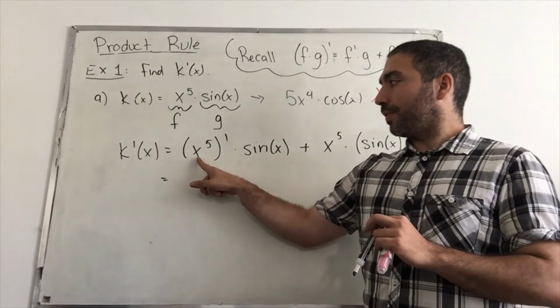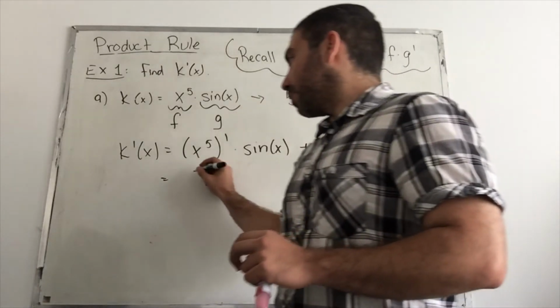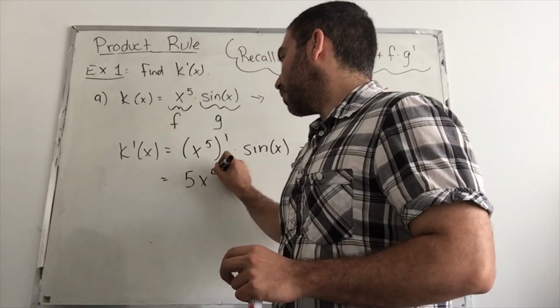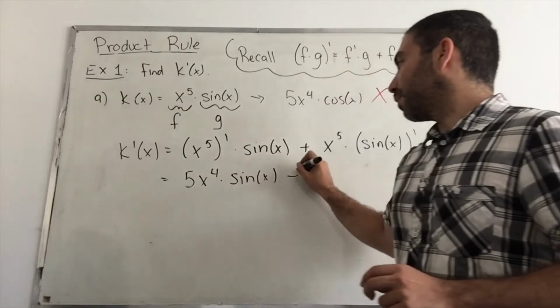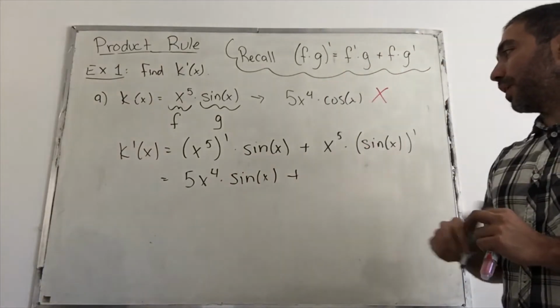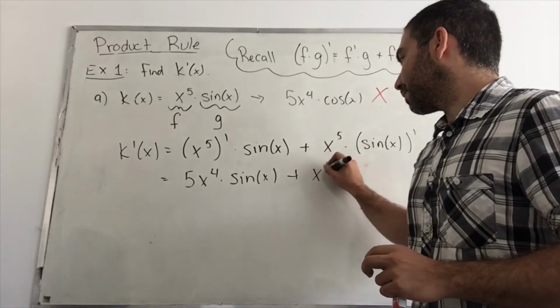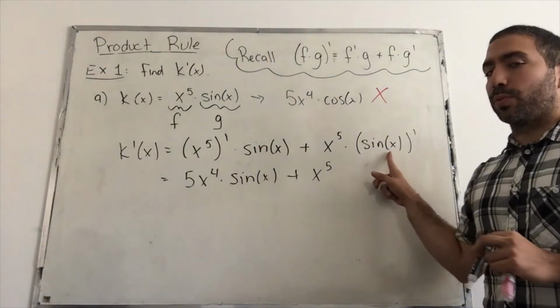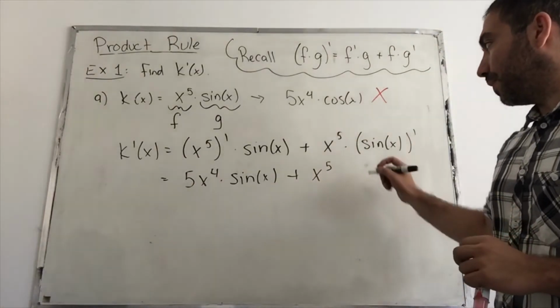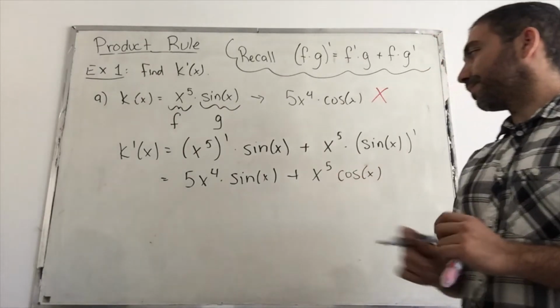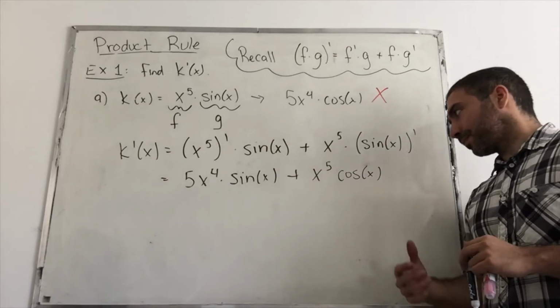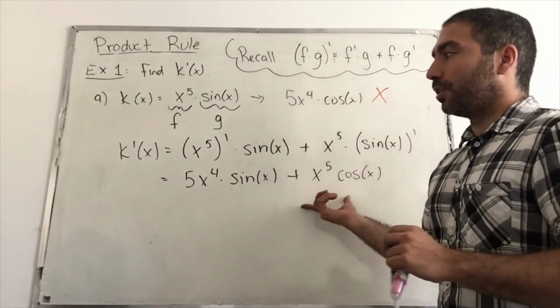So the derivative of x to the 5 using the power rule is 5x to the 4 times our sine of x, which we leave, we don't touch, plus here we're going to leave our x to the 5, and we're going to take the derivative of sine, which we saw in a recent video that the derivative of sine is cos. If it says to find the derivative, you're done.